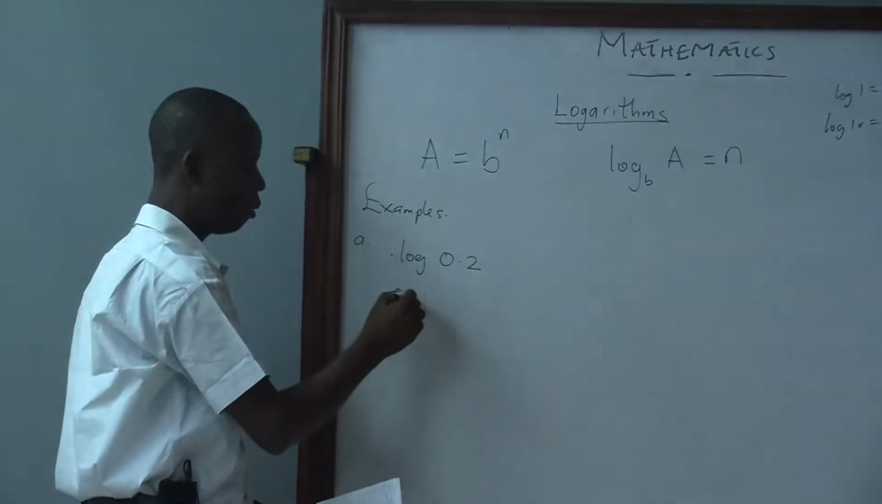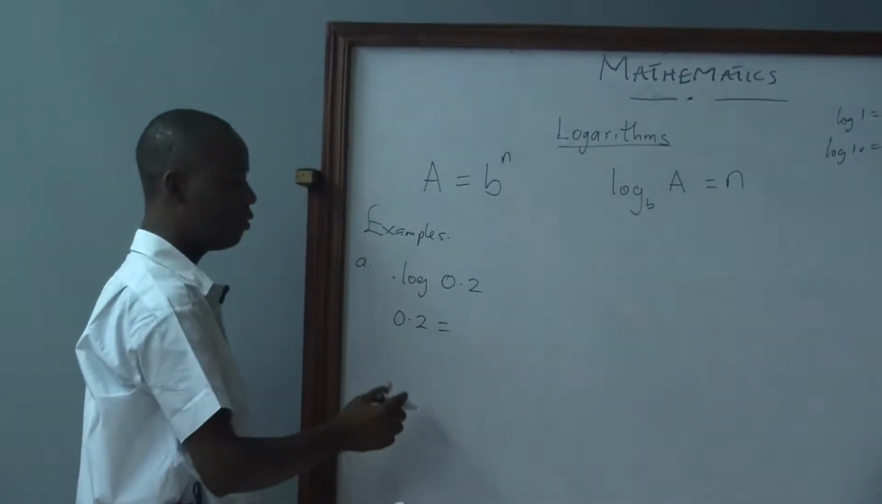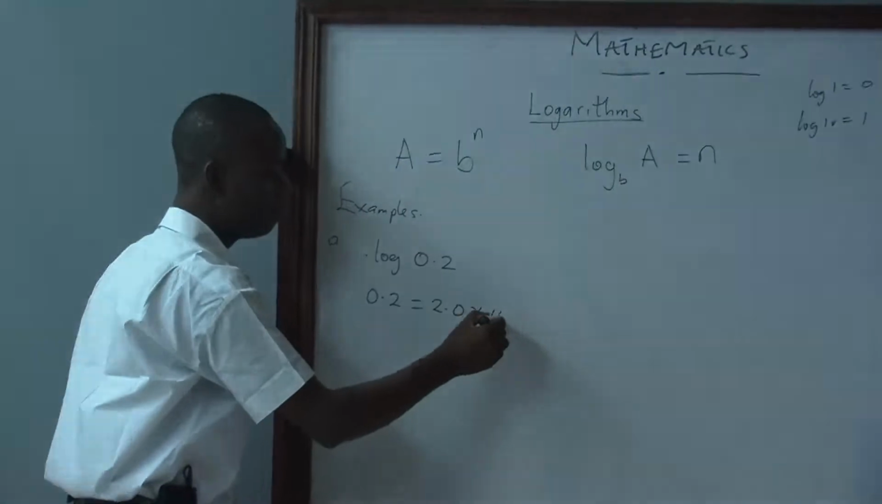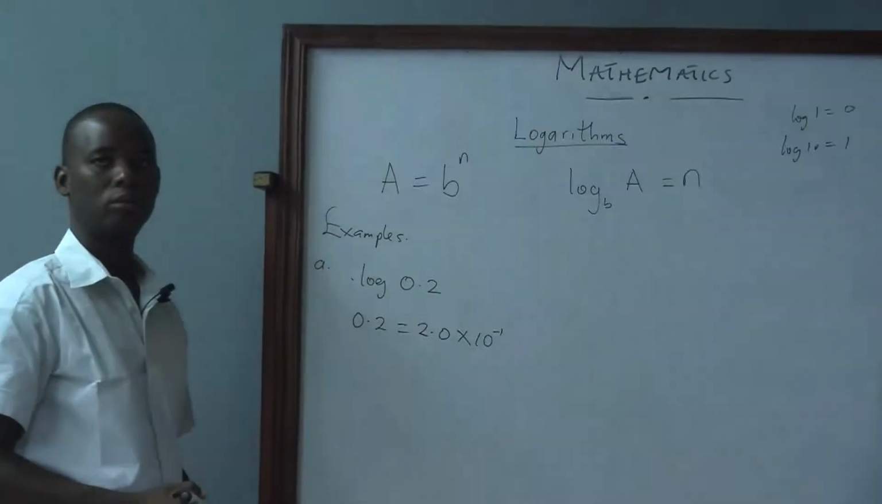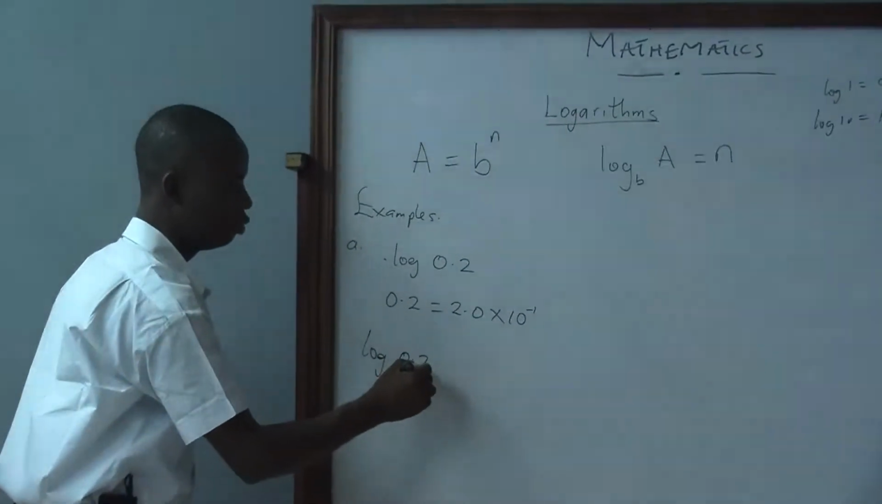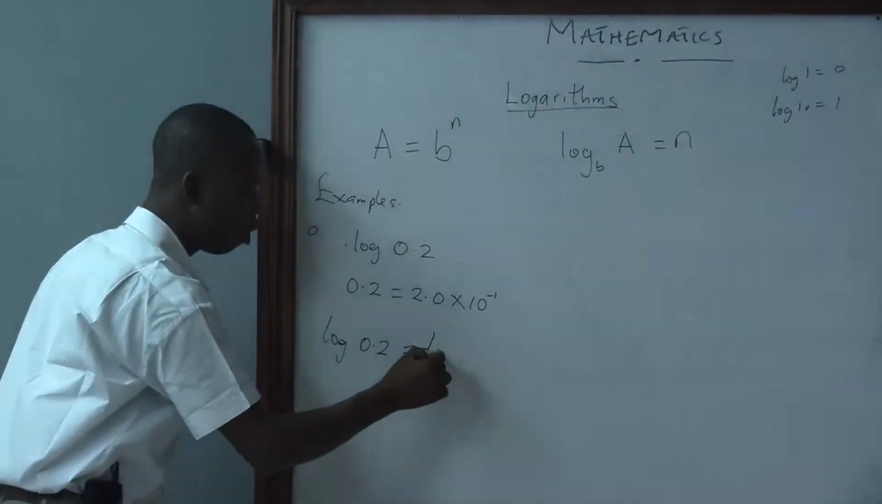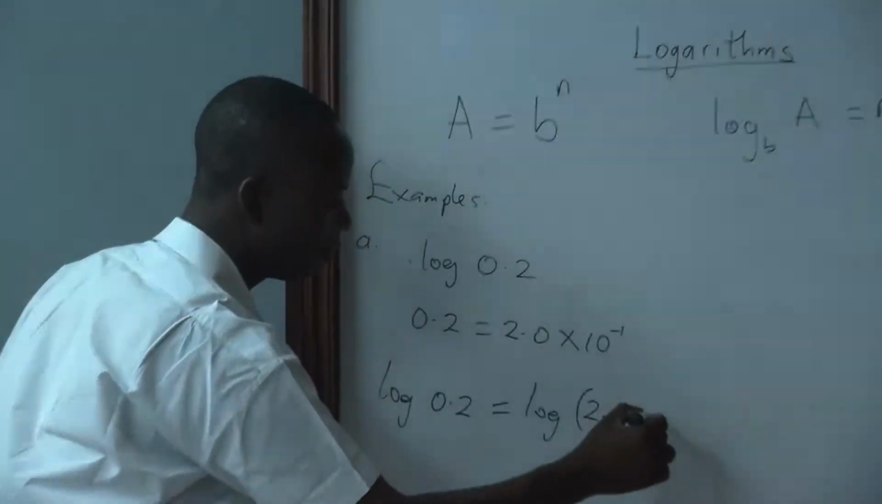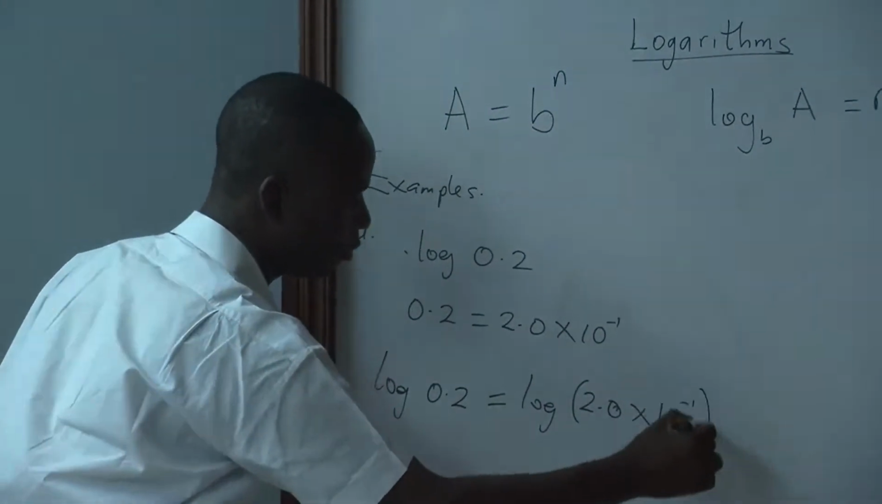Let's rewrite it. 0.2 in standard form, what would that be? That would be 2.0 times 10 raised to the power of negative 1. So if I'm writing log 0.2, that equals log of 2.0 times 10 raised to the power of negative 1.